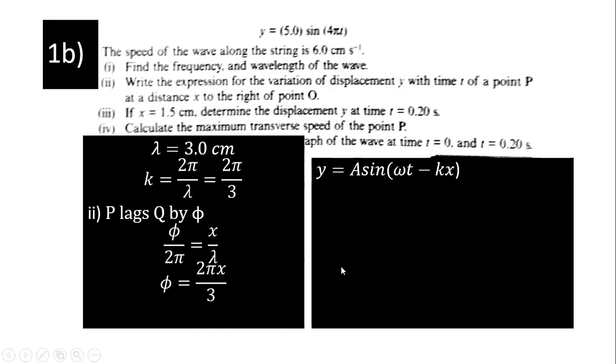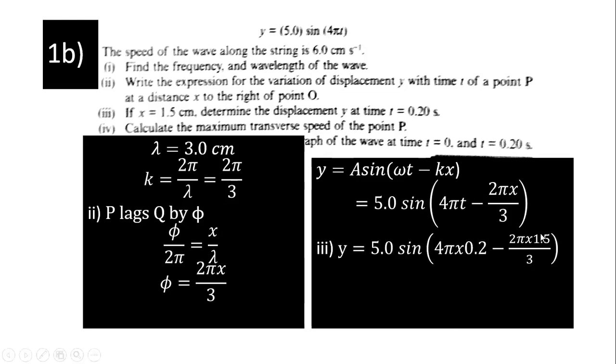Write down the equation. Okay, there's a general equation. Omega, we already calculated, is 4 pi from the previous question. Right? There's a 4 pi there. There's a displacement 2 pi x over 3. Okay with that? If x is 1.5 cm, determine the displacement y at 0.2 seconds. You have to know part 2 first before you can do part 3. And put into your equation the value of x. Remember, all these are in radian. Calculate out.